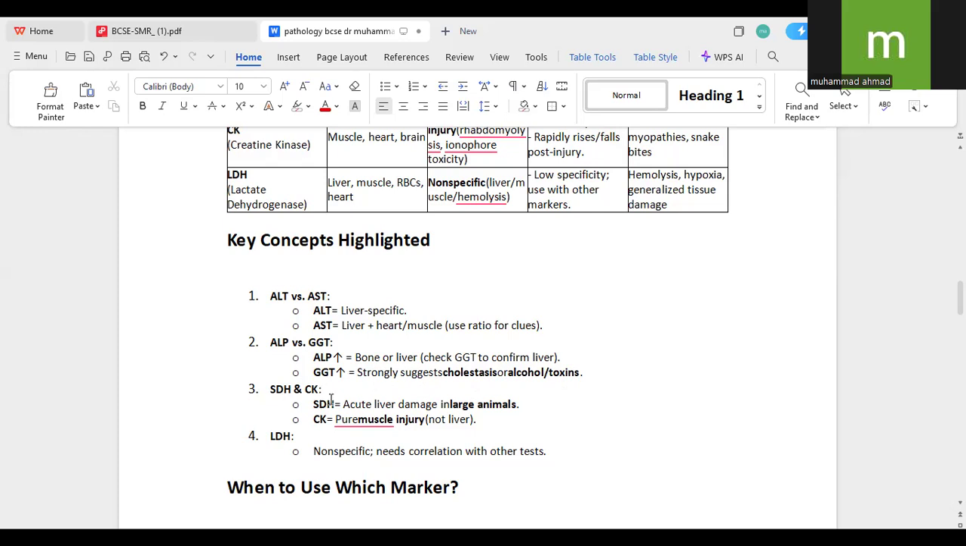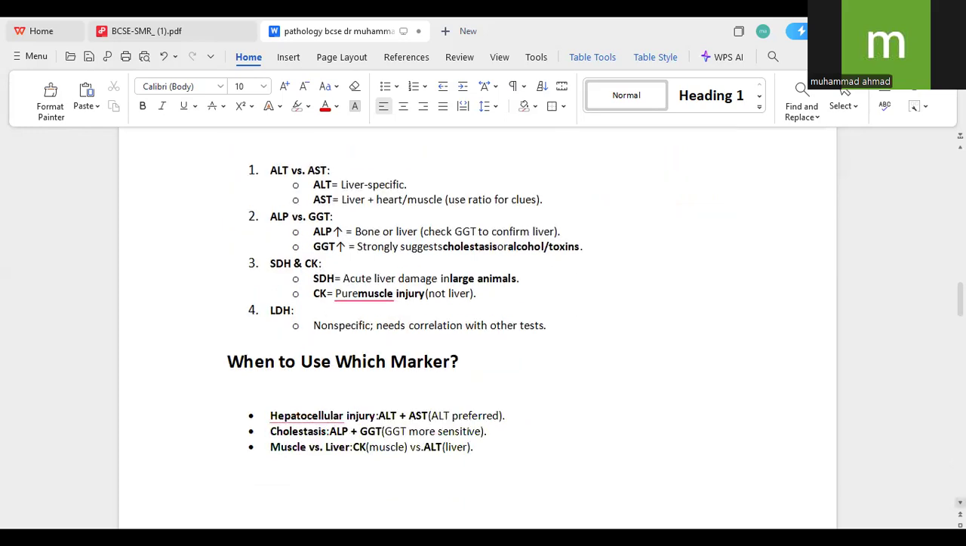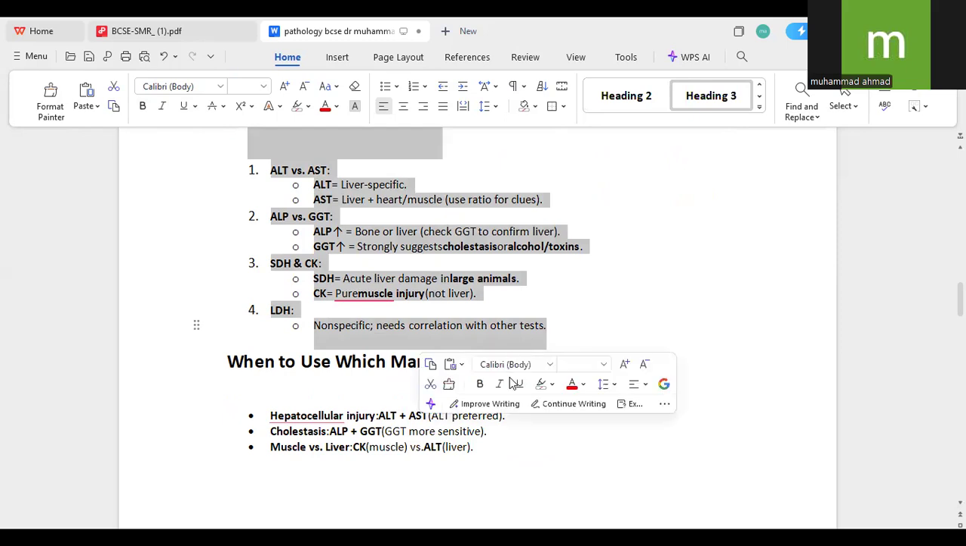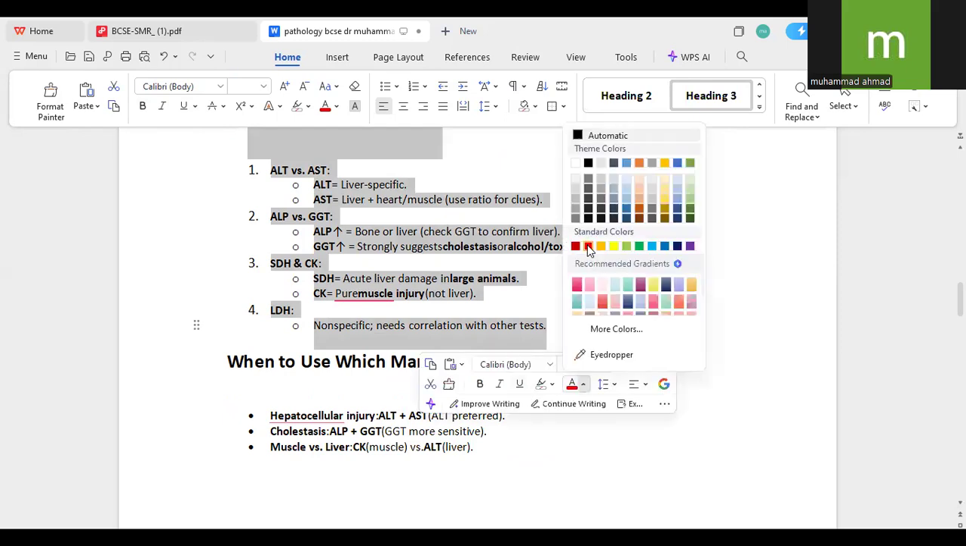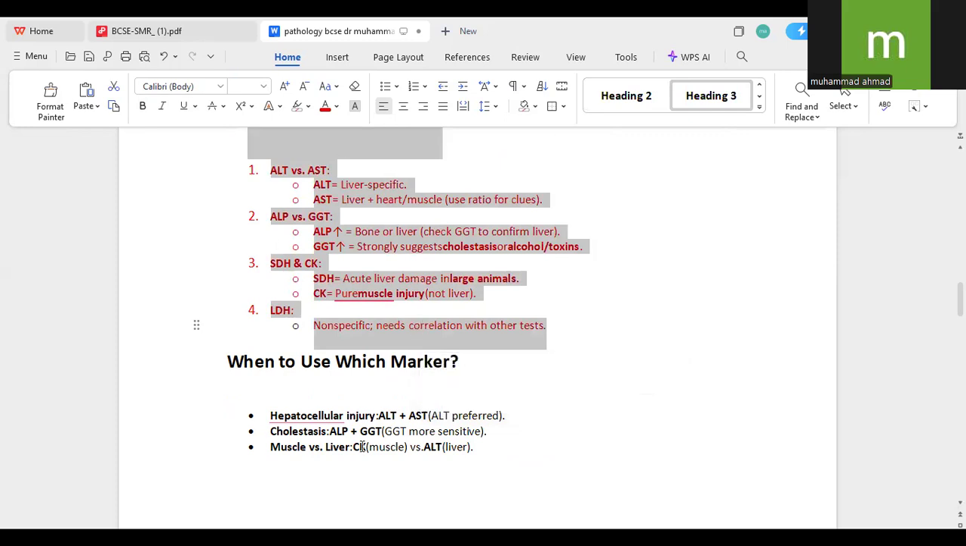AST and CK are for muscle injury, pure muscle injury, not involving the liver, and AST is for acute liver damage in large animals. And LDH is not specific, so it needs correlation with other tests. So these are some clues. You can differentiate and diagnose different conditions with the help of this chart.